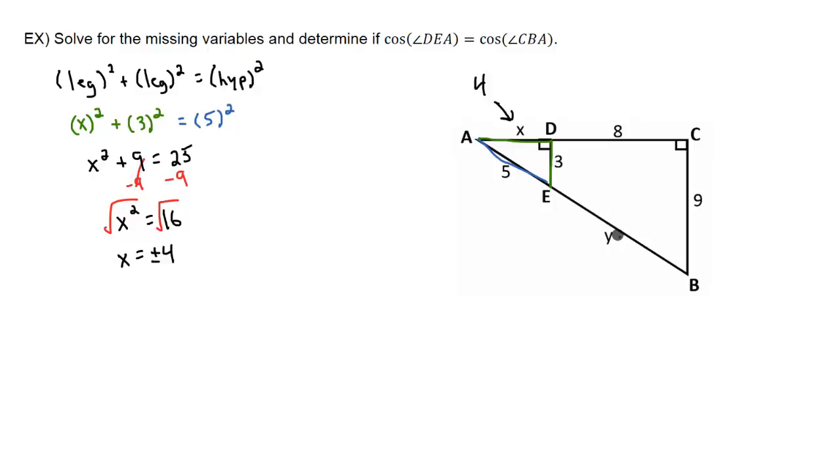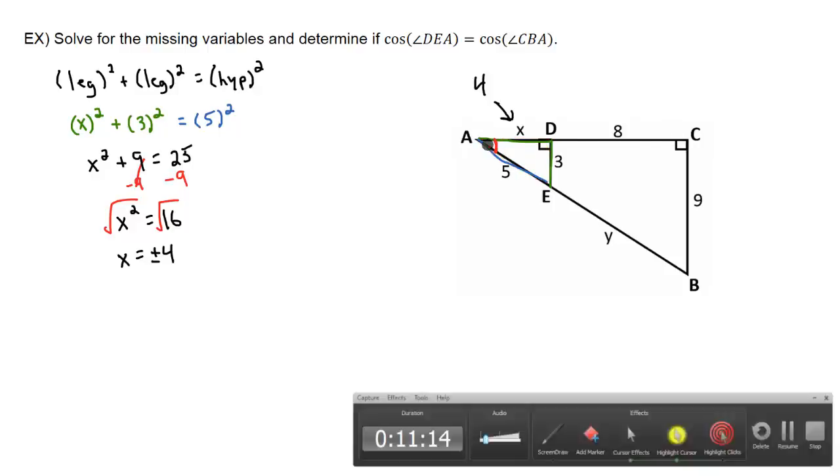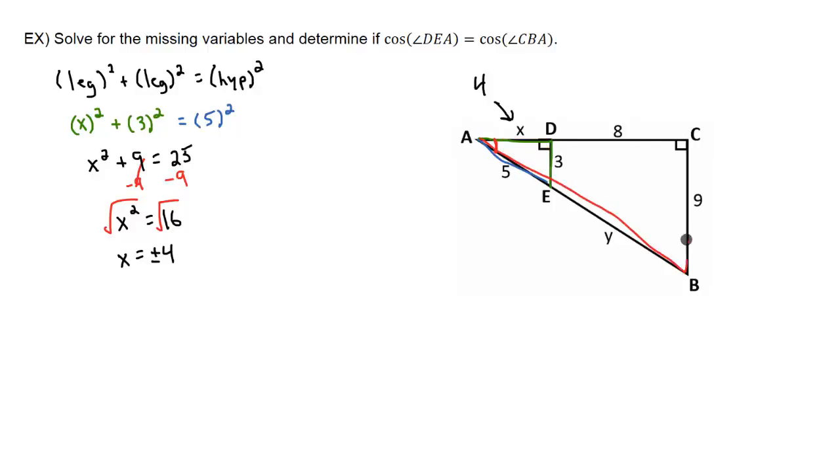Okay, now we want to figure out what y is. Well, y is going to be a part of the hypotenuse of this huge triangle right here, right? And then we also have this little triangle. So whenever we have a small triangle and maybe a bigger one, and that smaller one is inside the bigger one, you want to look for similar triangles. So we can see that angle A here is going to be an angle in this small triangle, and then we also know it's going to be an angle in the big triangle. That's going to be the big triangle right here.